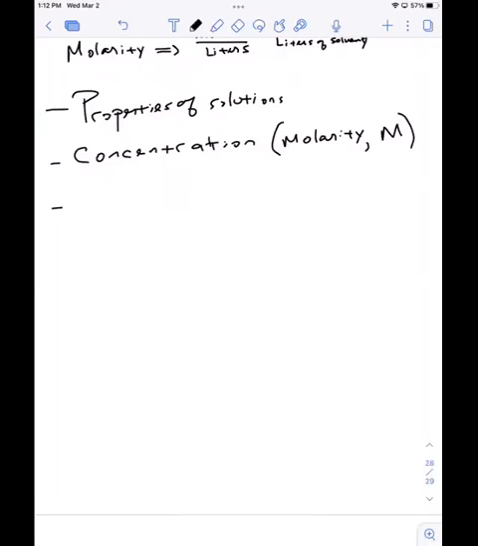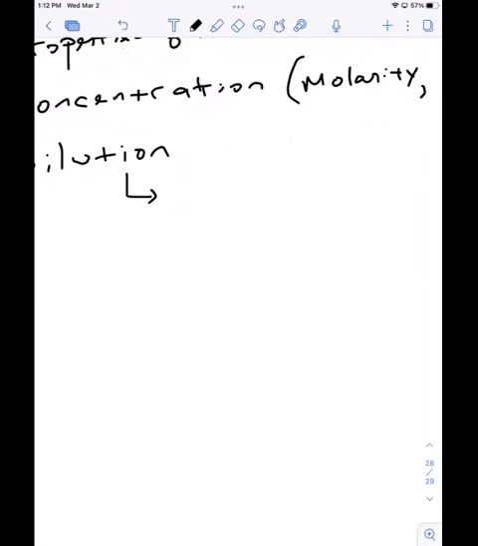And then we'll be talking about dilution: how to take a solution of known concentration and dilute it up or down to a new solution with a different concentration and a different volume. Normally you'll see this dilution equation written, and you probably saw it in high school chemistry, as M1 V1 equals M2 V2. Depending on which book you're using, you might see it written as C1 V1 equals C2 V2.